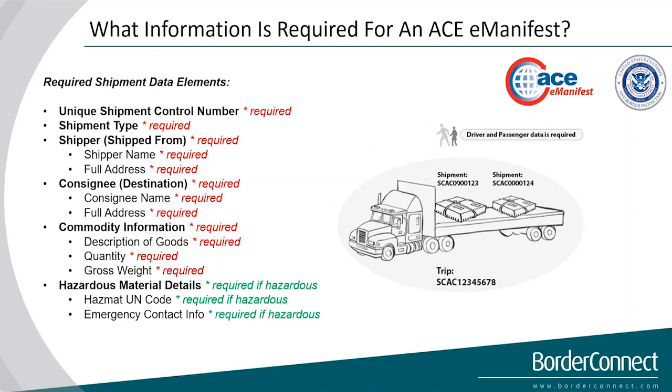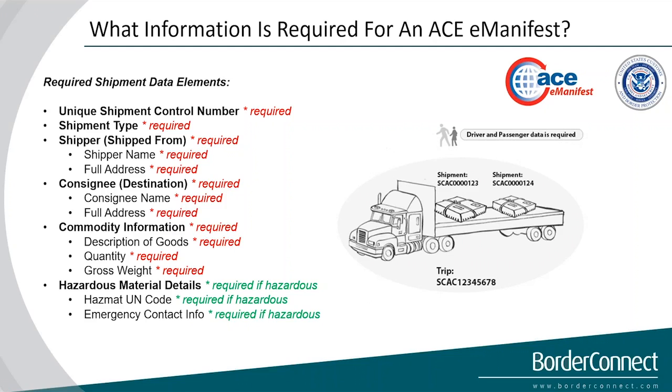Okay, so for the shipment elements in ACE, the previous slide was trip details. This is for the shipment details. You're going to need a unique shipment control number, the shipment type, the shipper, the consignee information, the commodity information, and if it's hazardous materials, you will need to provide that as well.